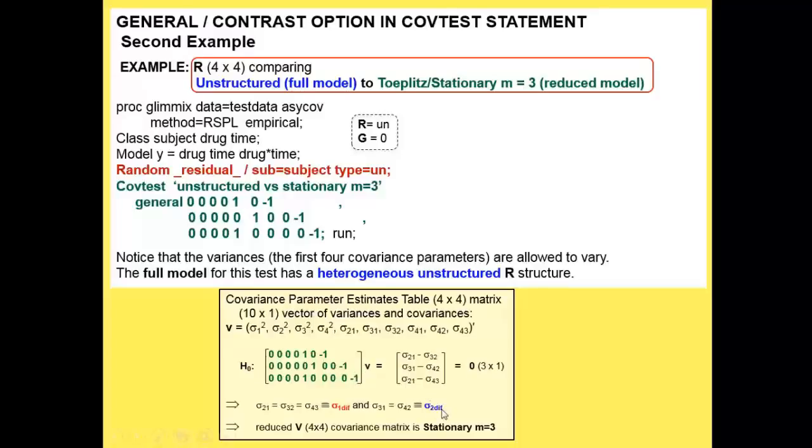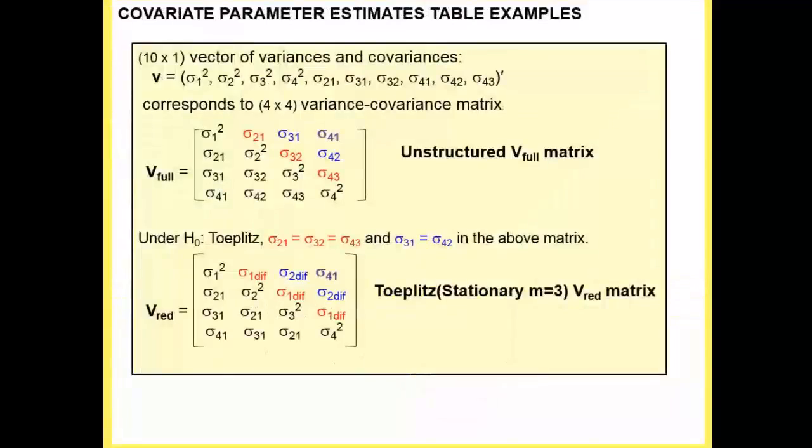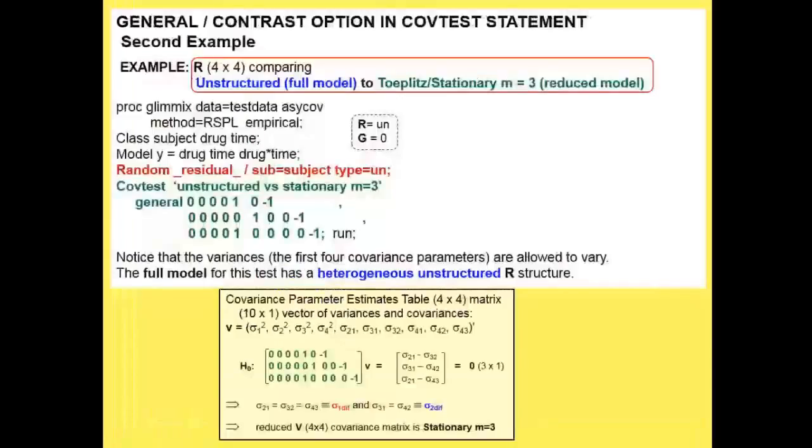So what I'm actually doing by writing this code is, the null hypothesis is Toeplitz. If I write this code and write COVTEST and then say run, I'm going to do that test. I'm going to be able to compare whether a Toeplitz, in other words a stationary 3-dependent structure, is at least as good as an unstructured covariance matrix. If I get significance, then I can't say that the Toeplitz is better than unstructured. If I get non-significance, I can say, well, maybe I could use Toeplitz. So that's what I'm doing.